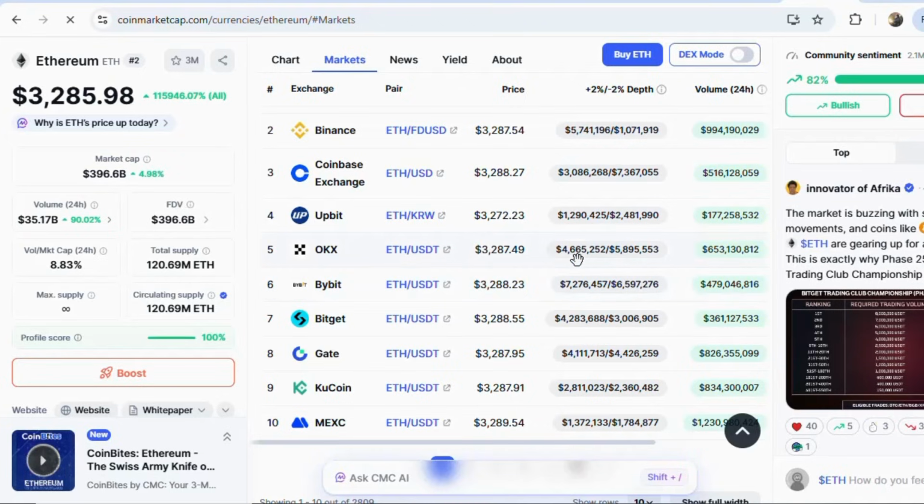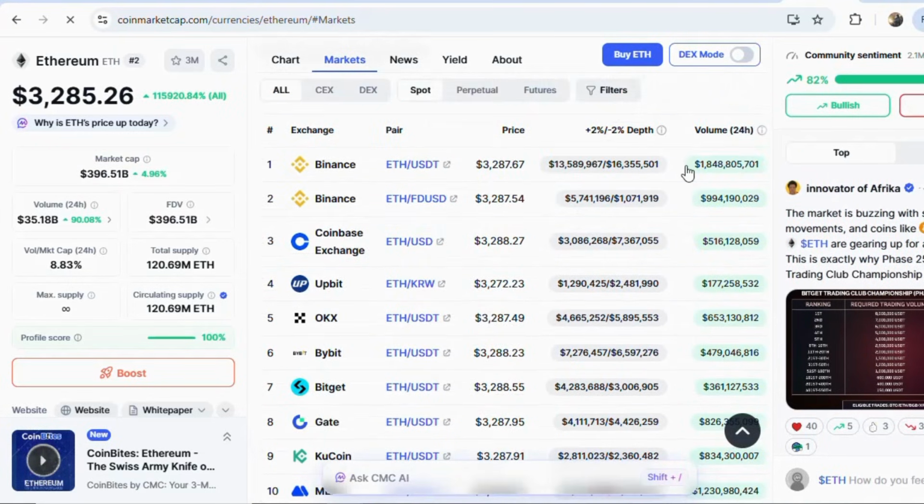On OKX, the sellers are more, 4.6 against 5.8. On Orbit, sellers are more, 2.4 against 1.2. On KuCoin, 7.3 against 3. On Binance, which is the biggest exchange, $16 million against $13 million. So if you calculate all the money ready to buy Ethereum and all the money ready to sell Ethereum, you find out that the sellers are willing to dump Ethereum.